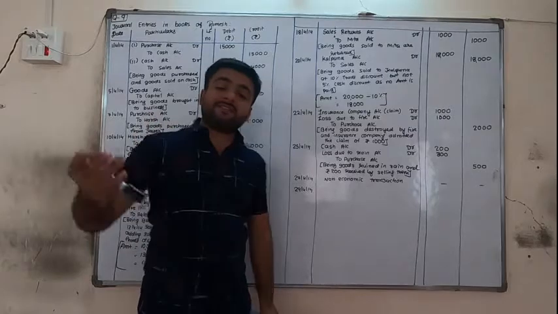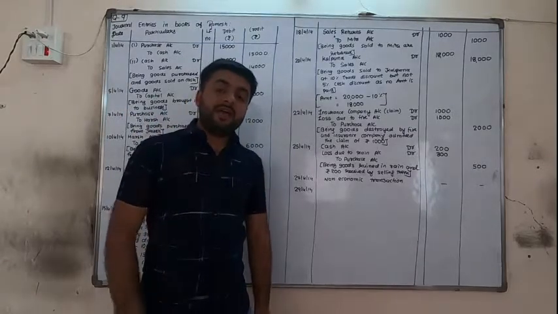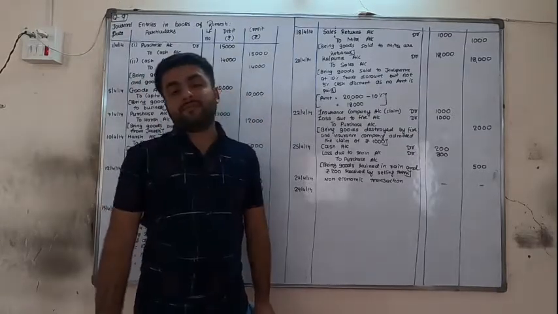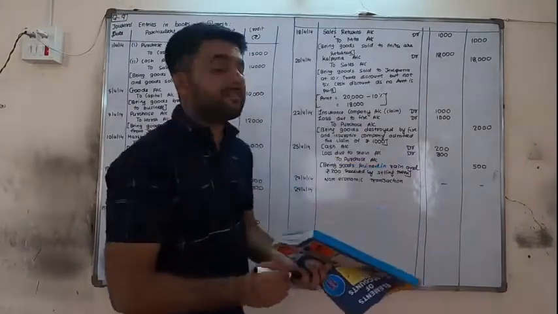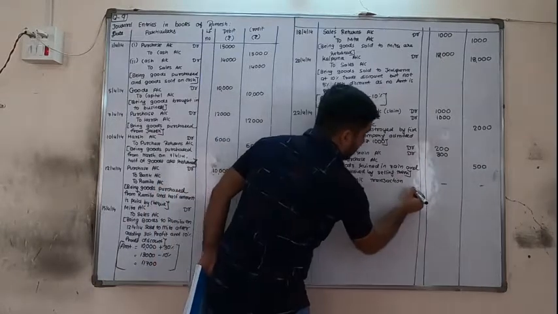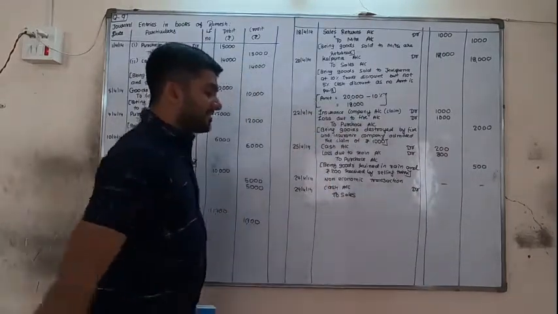Now in the next transaction, again we are getting the goods of rupees 250, and we are selling them for a higher price of 400. So this is not a non-economic transaction. This is an economic transaction because we are getting the amount. So cash account debit to sales account. Now why am I writing sales account?